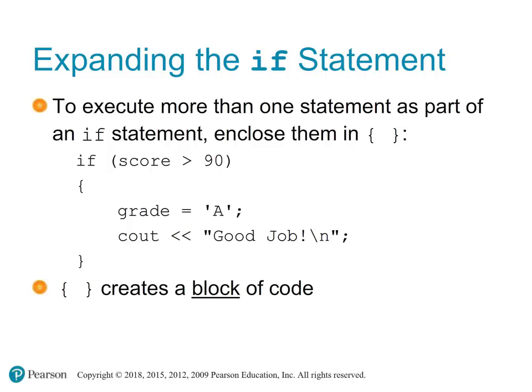So in this example, if score is greater than 90, you have two statements here: you assign A to grade, and you also cout good job. So those two statements are enclosed in curly braces, so they will be executed together if the condition is true.